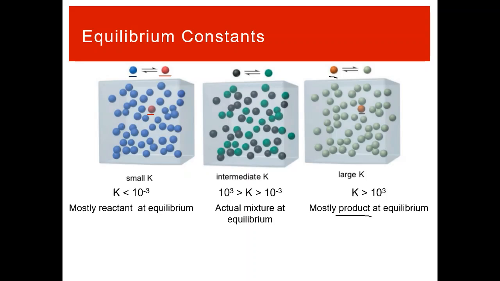And then there are these intermediate values where K is relatively close to 1. That's where you find an actual mixture, right? We have plenty of product at equilibrium and plenty of reactant at equilibrium. This would be a case where you really do have a true mixture of reactants and products at equilibrium with near equal amounts.